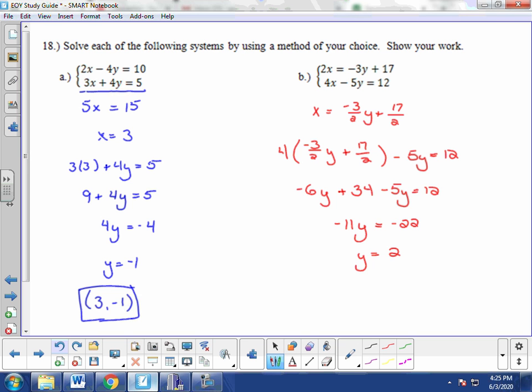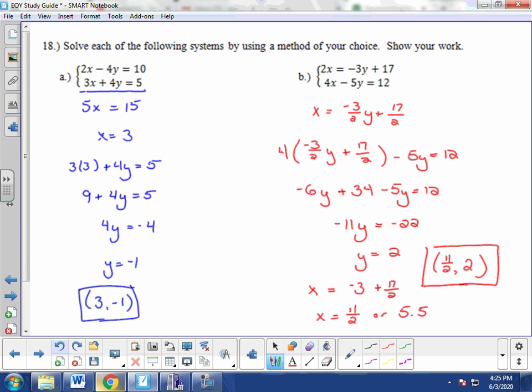Now I can take this 2 and substitute it back in here to go ahead and solve for x. So if I substitute back in, I would get x equals negative 3 plus 17 over 2. So x would equal 11 over 2, or if you wrote that as a decimal, 5.5. So my answer here would be 11 over 2, or 5.5 would be fine, 2.